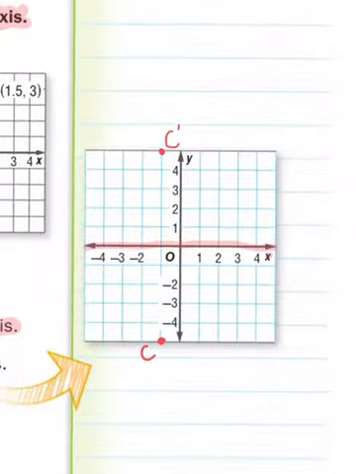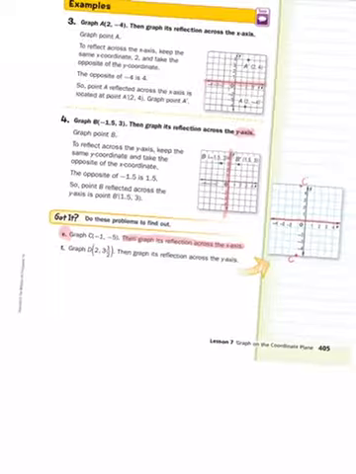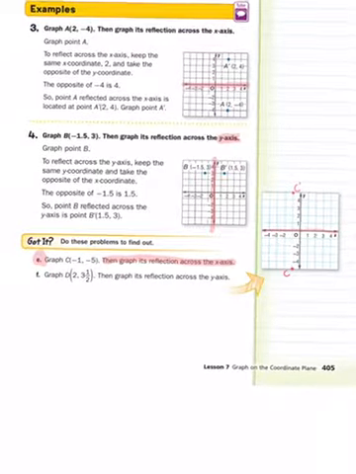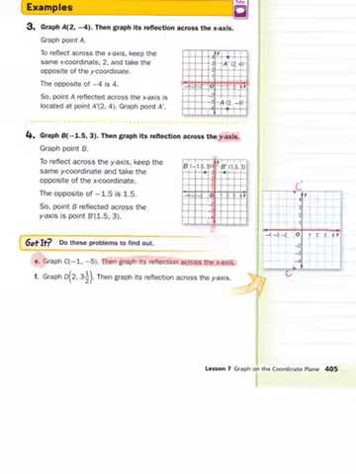Now, let's go down and have you try problem F. So in problem F, it wants you to graph D at 2 and 3.5, then graph its reflection across the y-axis. So pause it, do it, and restart it when you're done. Go. All right, let's see how you did.